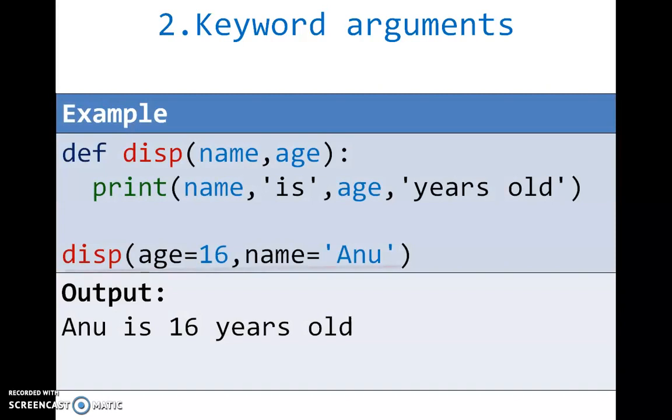If you interchange the arguments, look at the function call disp(age=16, name='anu'). So here age=16, name='anu' is called a keyword argument. And now correctly 16 is passed to age and anu is passed to name because we mentioned the keyword. Now you get the correct output: anu is 16 years old.